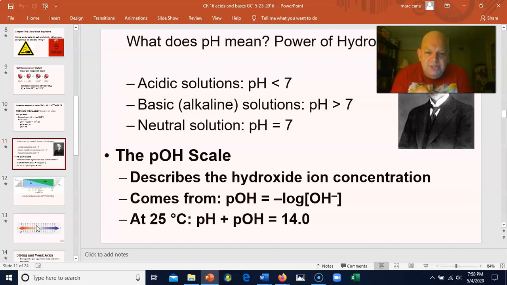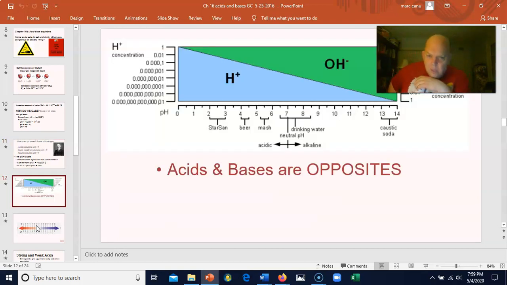Because they're opposites, at 25 degrees Celsius, which is the accepted temperature to do these measurements in, pH plus pOH is equal to 14. So if the pH is 7, what's the pOH? Well, if pH plus pOH is equal to 14, and pH is 7, then 7 plus X equals 14. So the pOH is 7. Keep in mind, acids and bases are opposites.